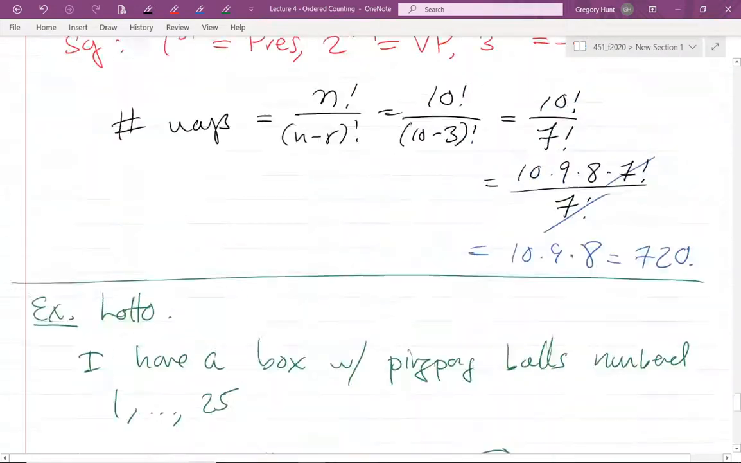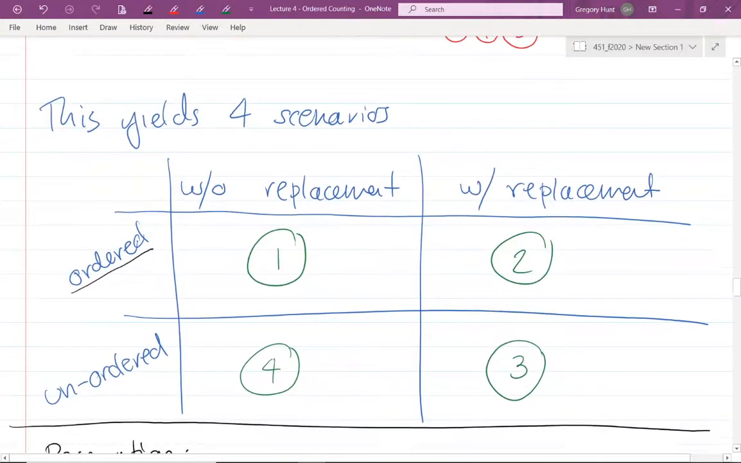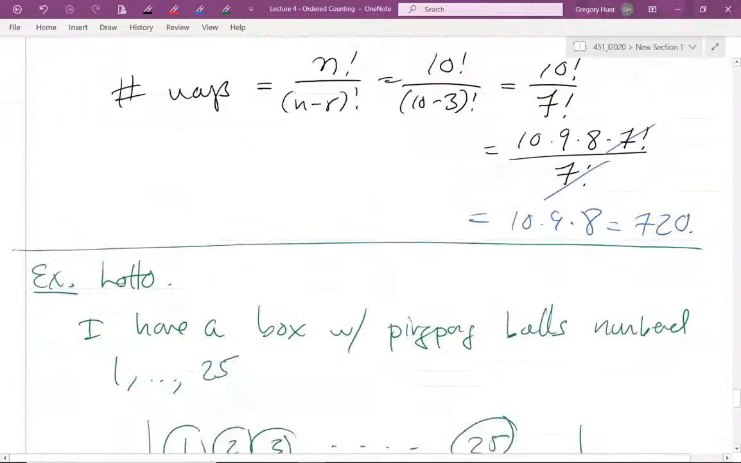So real quick, we go back up to our little table and start filling it in. One, the number of ways to do this is n over n minus r factorial. Okay, so we have our first box filled in. Now let's fill in our second box, where instead of talking about without replacement, now we talk about with replacement. Okay, all the way back down.